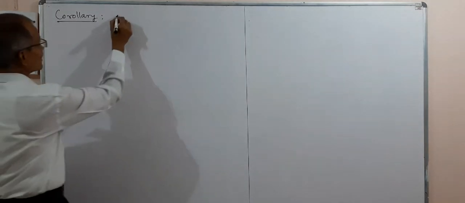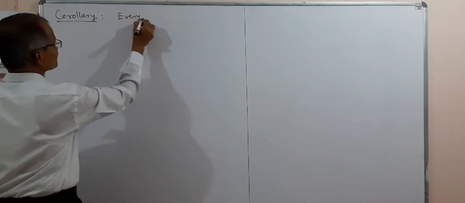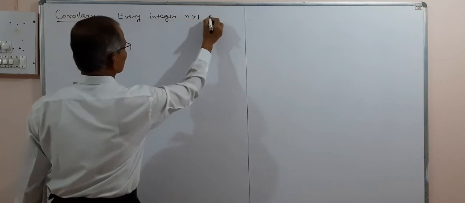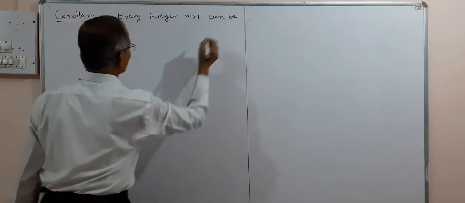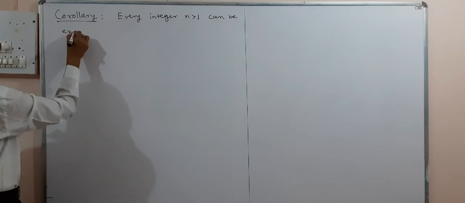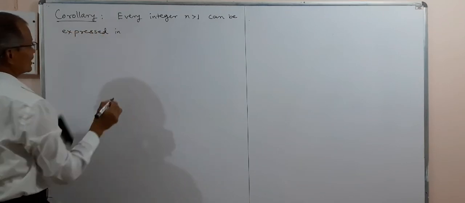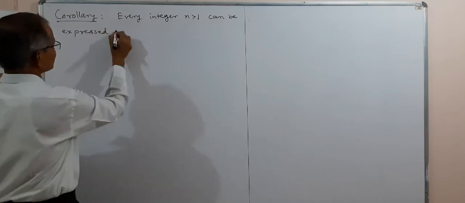the integer can be expressed in canonical form. Every integer n greater than 1 can be expressed uniquely in canonical form.